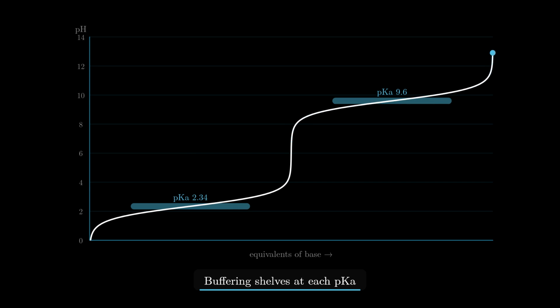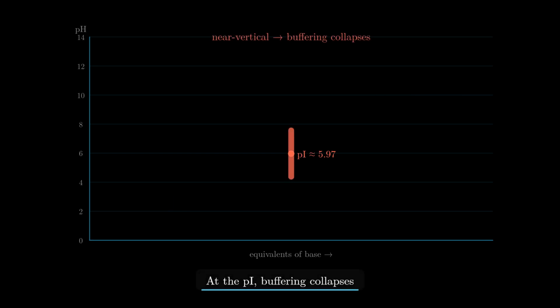That's buffering. But between the 2 shelves, right around the Pi near 6, the curve does something violent. It goes nearly vertical. A tiny splash of base sends the pH rocketing upward. At its own isoelectric point, glycine has almost 0 buffering capacity.